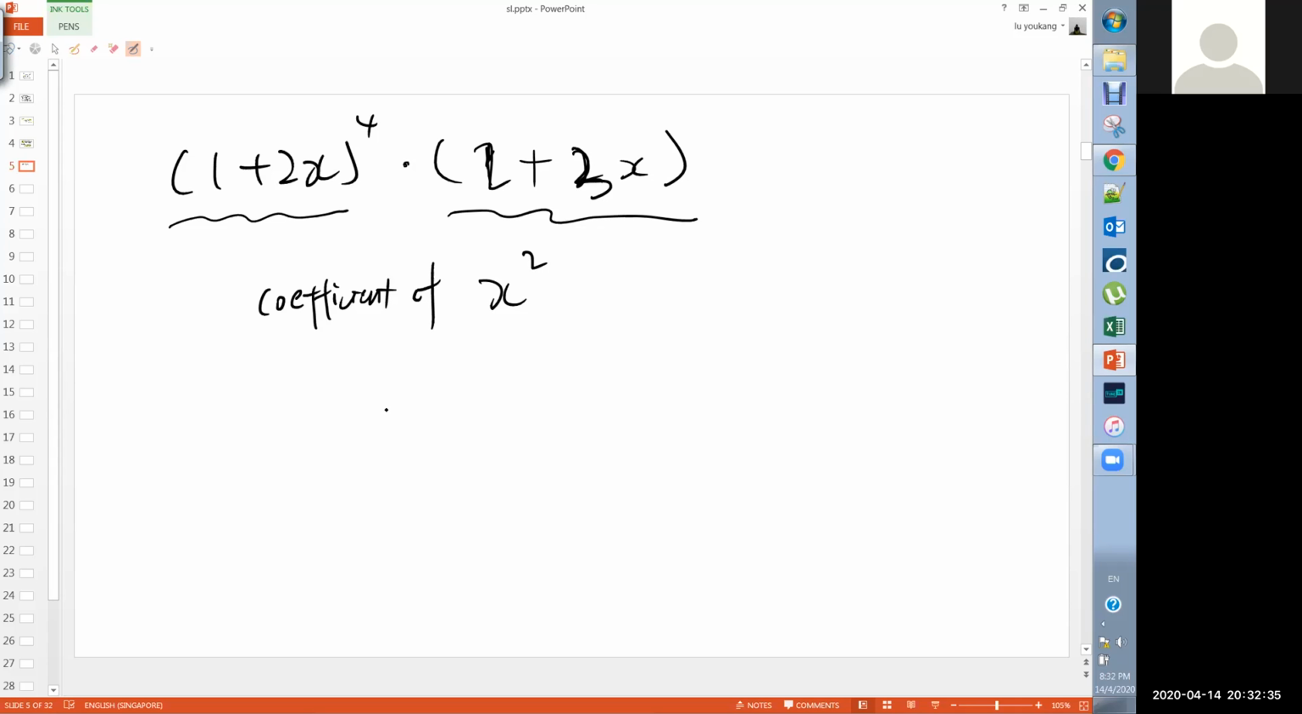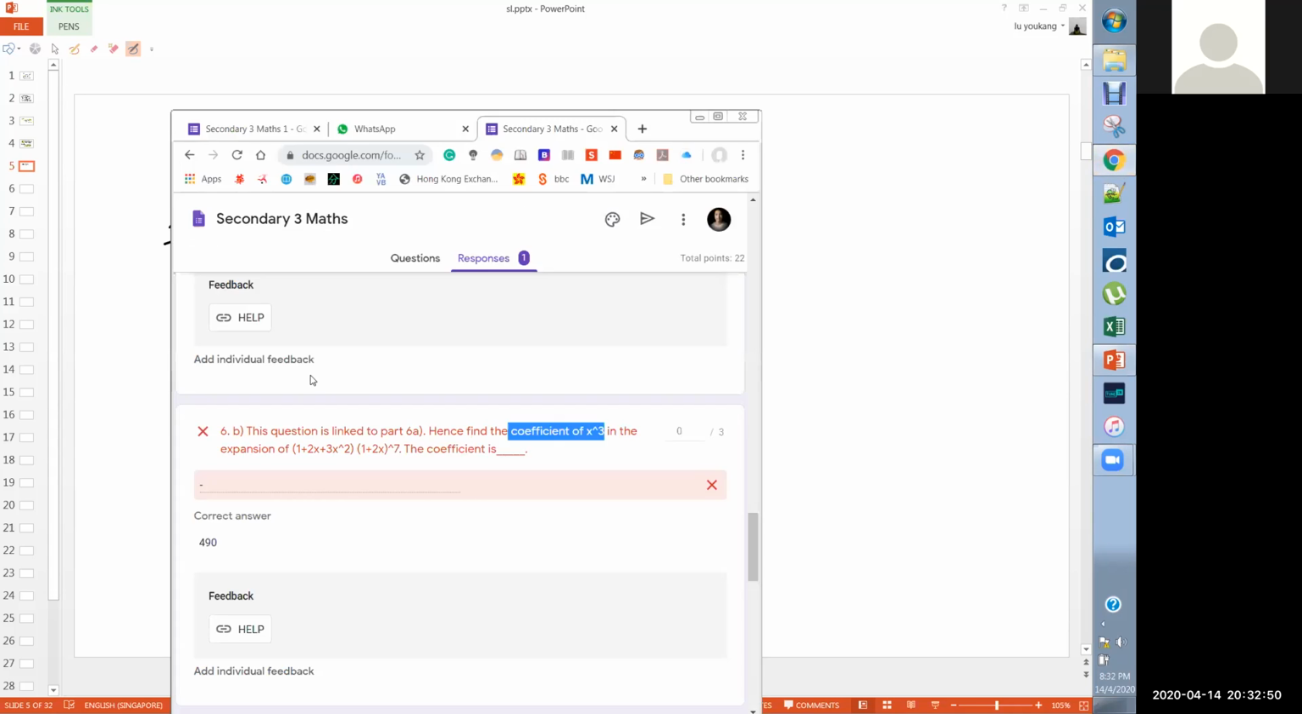Okay, so what I need to do, I need to get the first 4 terms of this first. Am I right? For this question, do we use the first 4 terms or the whole 5 terms? Yes, because you look at the question, it says what? This question is linked to part A, right? Hence means that you must use the previous question, unless the question says otherwise. Otherwise means you can use other techniques. But if it says hence, it means you need to use the previous question's answer. Okay, so take note of hence.